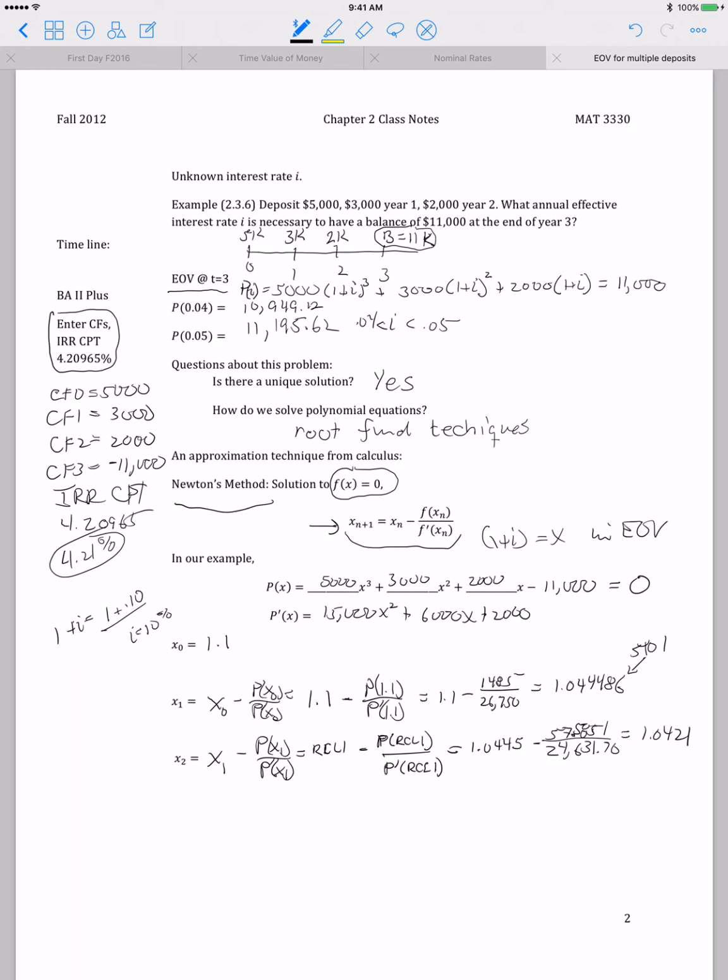And you see already I'm close to what my cash flow worksheet gave me to 4 decimal places, just after a couple of iterations of Newton's method. So the solution is approximately I equal to 4.21%.